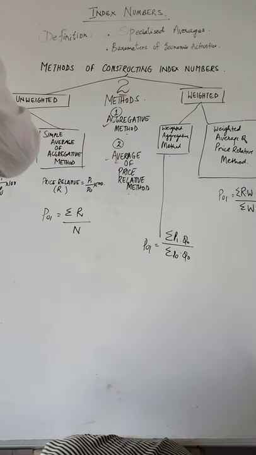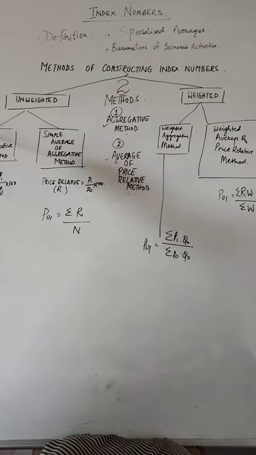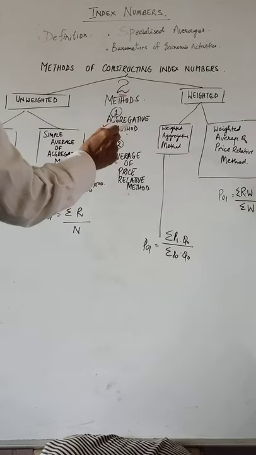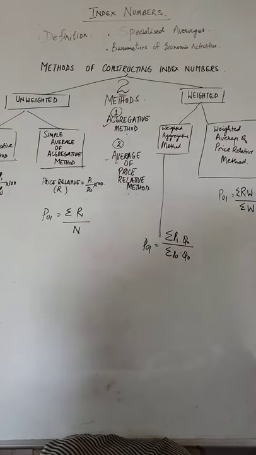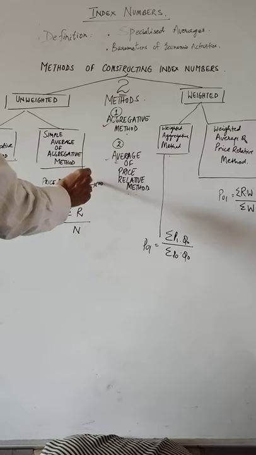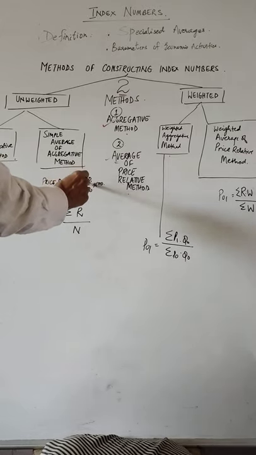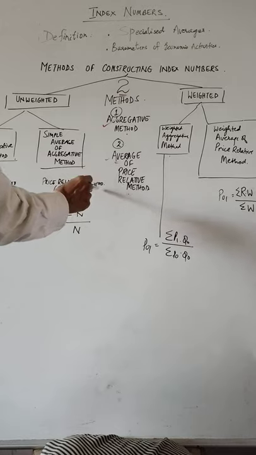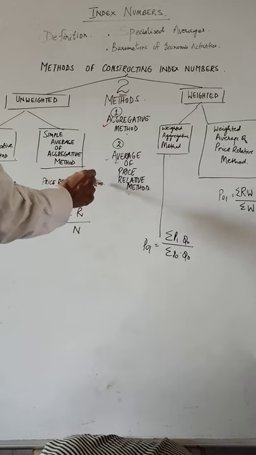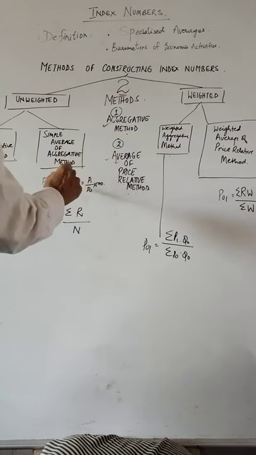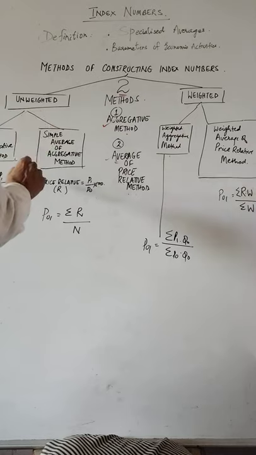So when we are talking about unweighted, we put them as simple: the simple aggregative method and the simple average of price relative. Now, what is a price relative? Price relative simply means the price of the commodity in question in the current year divided by the price of the same commodity in the base year, into 100. So P1 upon P0 into 100. That becomes a price relative. We take the average of the price relatives, and that's how we determine the index number.